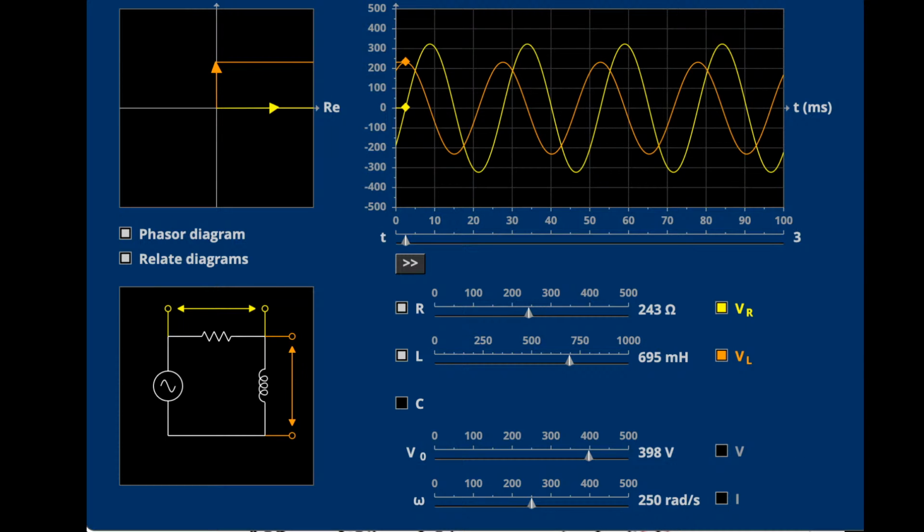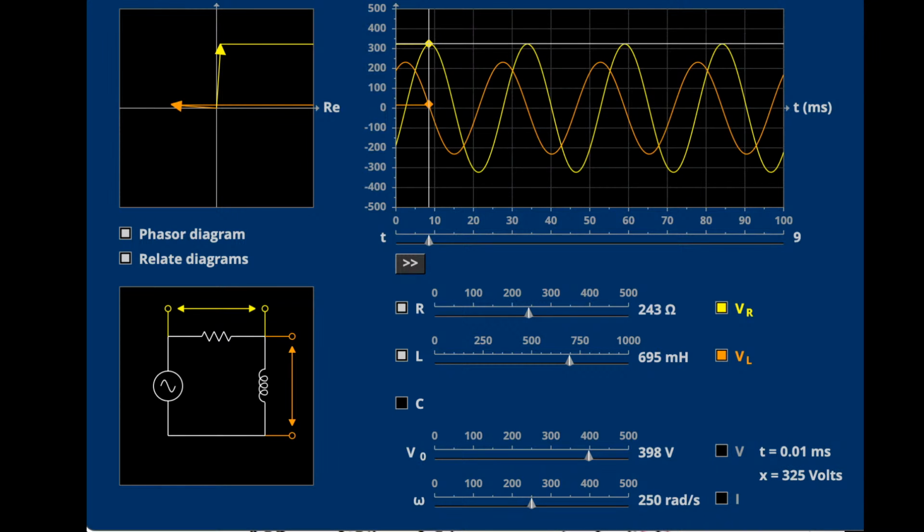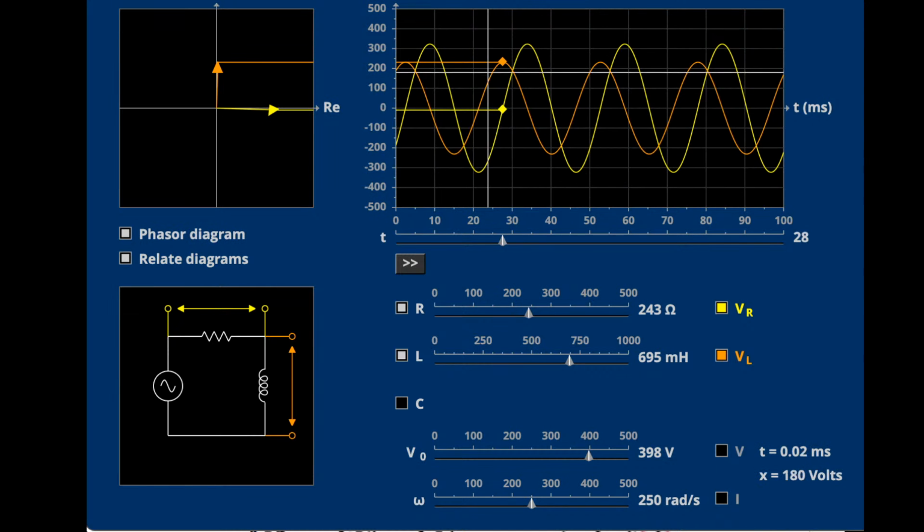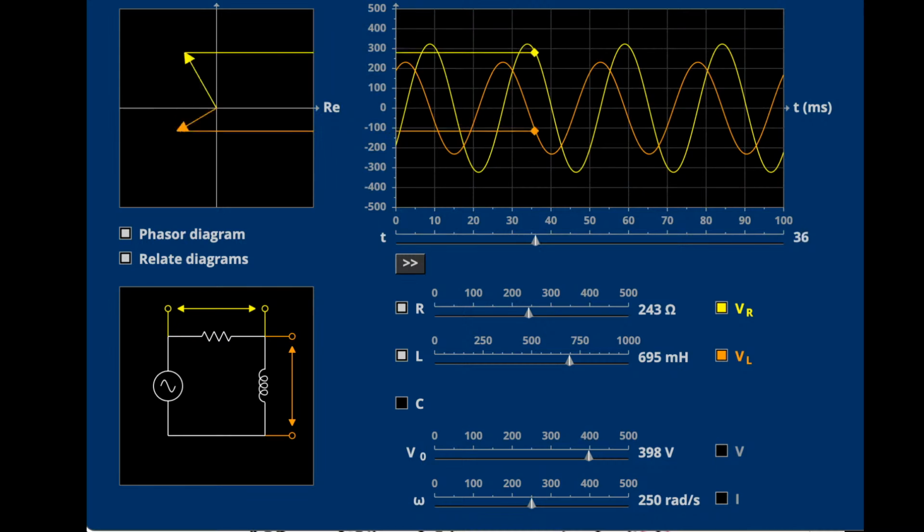And as they spin together, see, when the resistor reaches its peak like that, you can see that over here, the resistor is at its peak. Well, the coil is at 0 volts. And they just keep spinning all the way around. When the resistor is back to 0, which is kind of like its starting point, the coil is at its peak voltage. And so on, and so on. Ain't that nifty?